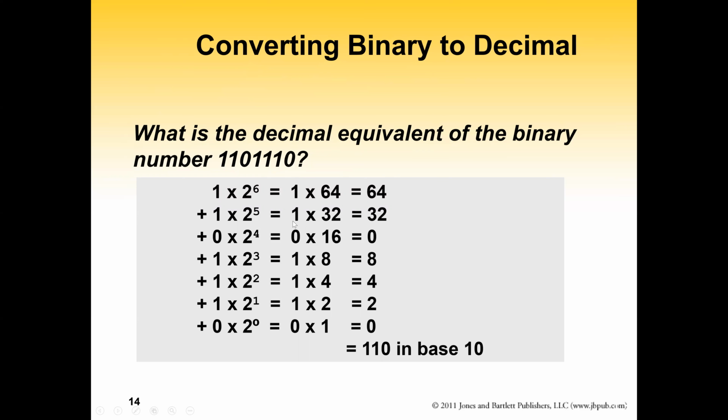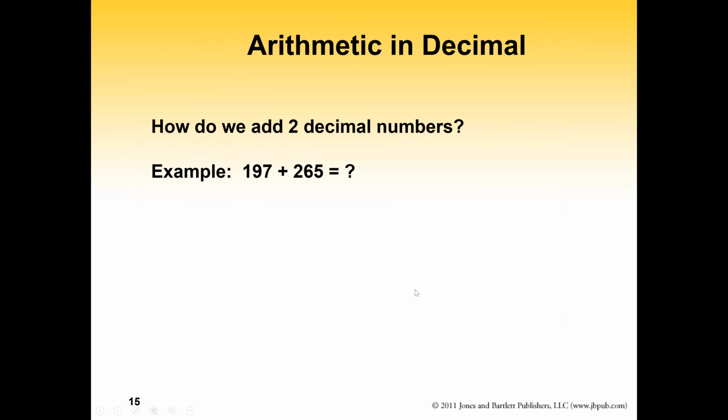We multiply everything, then we add all together. So after that, we get 110 in base 10. So the binary number 1101110, when we convert it to decimal, will be 110. So we can see that again, the steps are the same. So next, let's go to arithmetic in decimal.